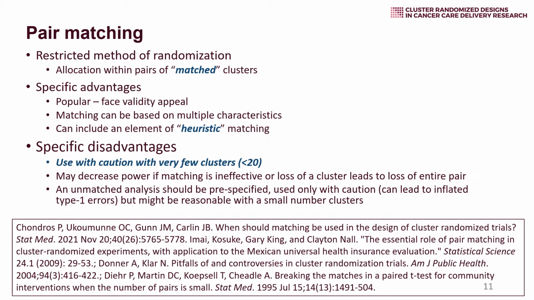Pair matching is again another method of restricted randomization. The allocation to treatment or control is made within a pair of just two clusters. We call these matched clusters. Advantages are, it's quite popular. It has lots of face validity appeal. The matching can be based on multiple characteristics, and it can also include an element of heuristic matching, just sort of like knowledge of the setting rather than specific measurements, which might not be that reliable.